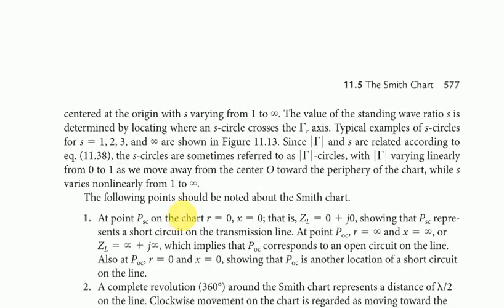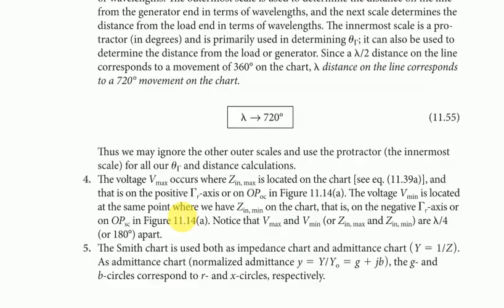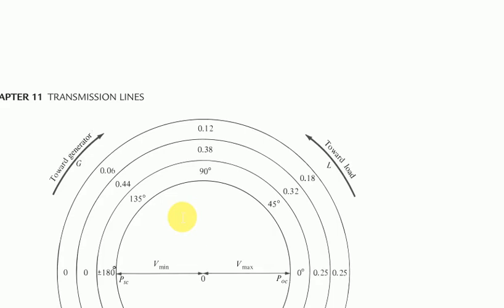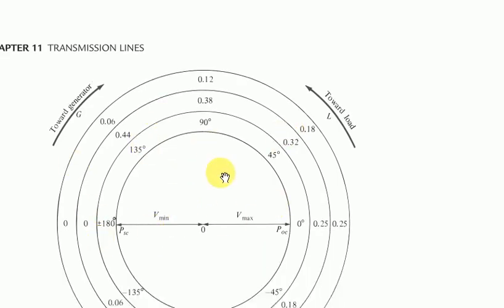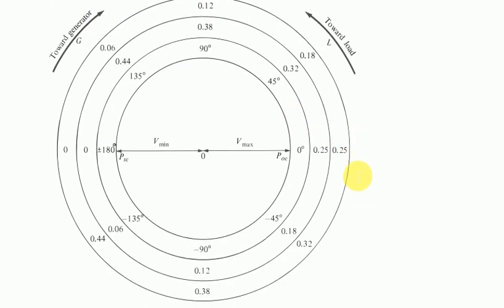Now one more thing to keep in mind: revolution along the transmission line. One complete revolution, let us suppose starting from this point, if we complete one complete revolution and reach the same point, it will complete 360 degrees. So it means you have traveled a distance of half wavelength, that is lambda by 2, along the line.